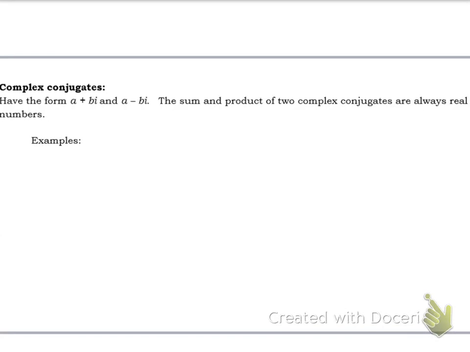Okay, this is going to be the second part to the imaginary, so we're going to be talking about complex conjugates. Whenever I say conjugate, that's going to include a plus or minus. So it has the form of a plus bi and a minus bi. The sum and product of two complex conjugates are always real numbers. Okay, so if I multiplied them, they would become a real number. So it's similar to square roots where they have the positive side and the negative side.